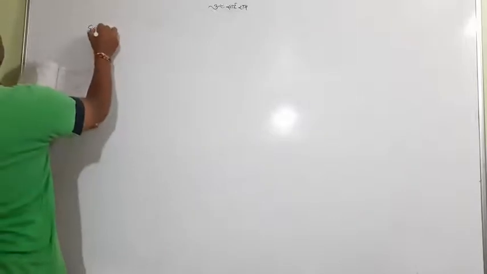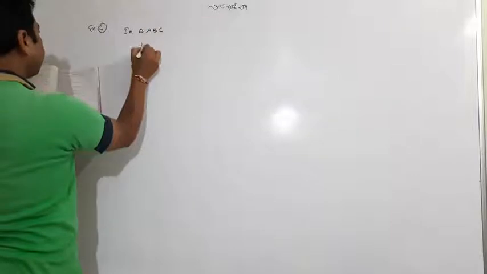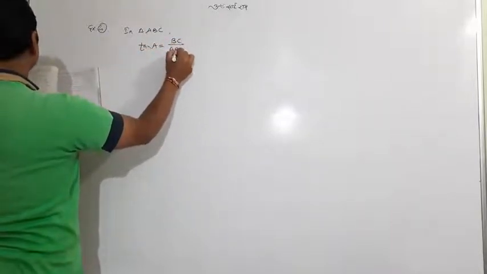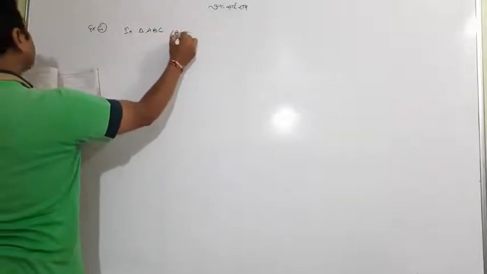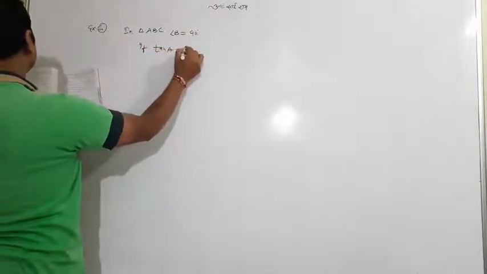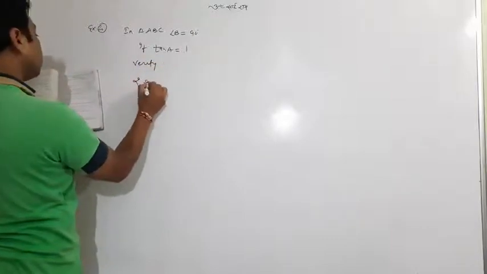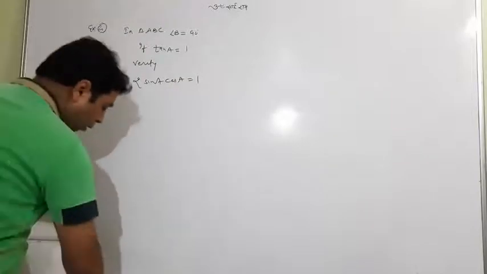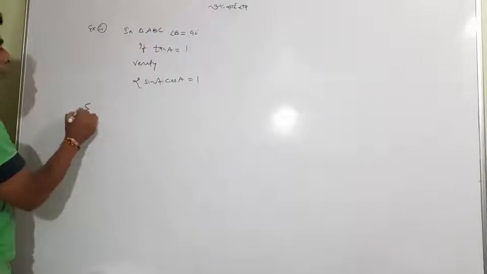The question says: in triangle ABC, where angle B is 90 degrees, if tan A is equal to 1, then verify that 2 sin A cos A is equal to 1. Okay, now look at the question, what it is saying. Solution.